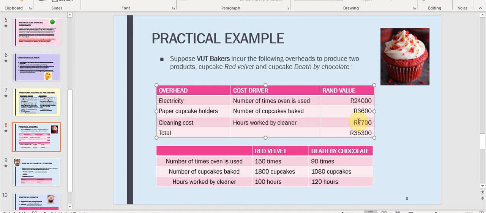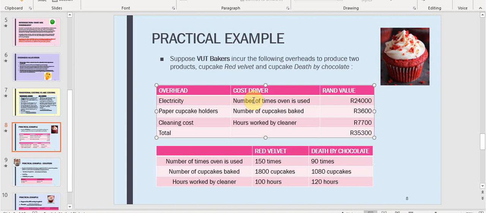Then I've also stated the cost driver. Again, the cost driver is the activity that causes that type of overhead cost to increase. For the electricity, the cost driver there is the number of oven hours, the number of times the oven is used. That makes sense. If I use the oven once, the electricity bill will not be as high as when I use the oven, for example, 500 times.